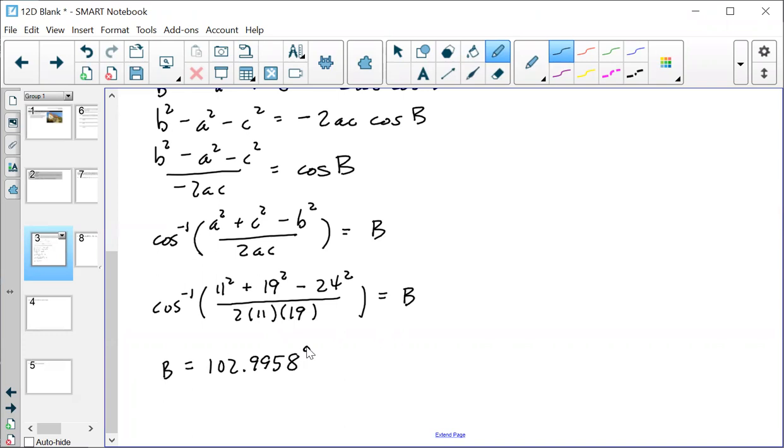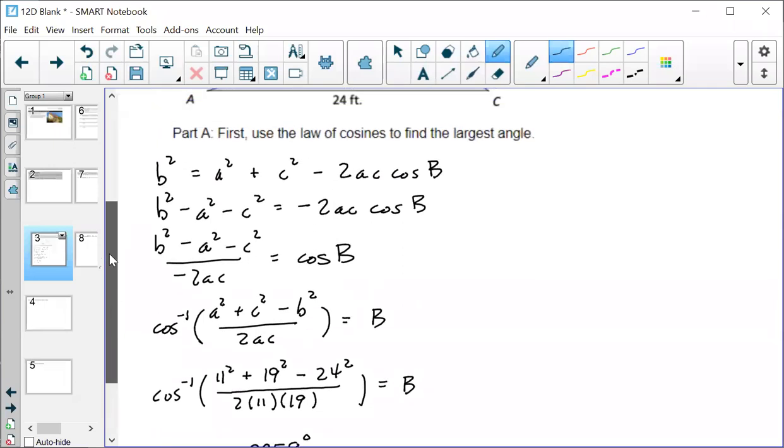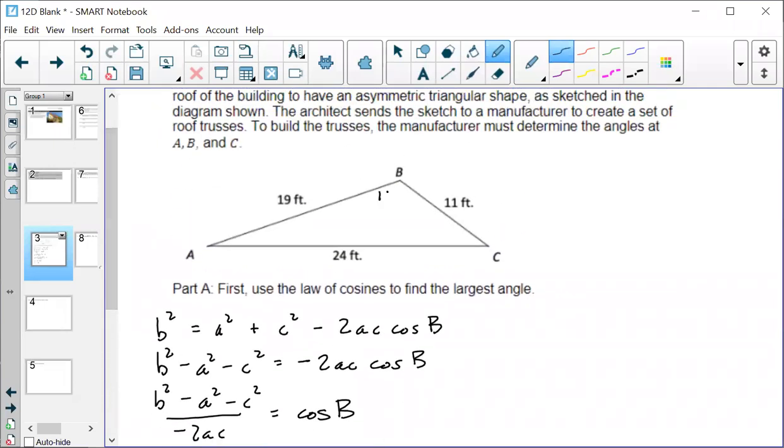B is pretty close to 103, so I'm just going to use 103 degrees. And I'm going to go ahead and put this on my picture here: 103 degrees. So that's part A.